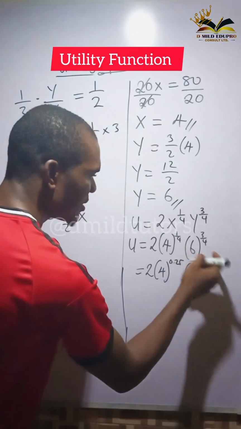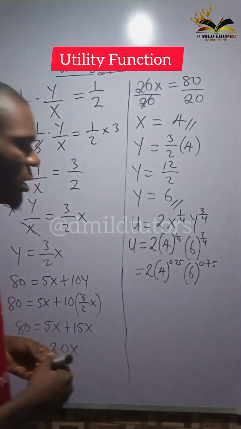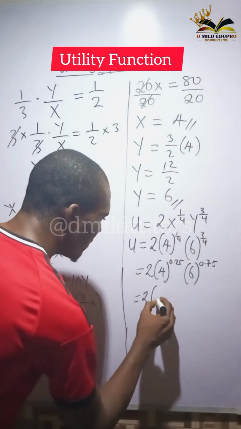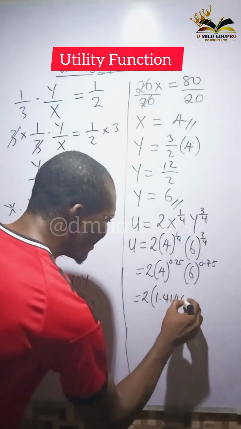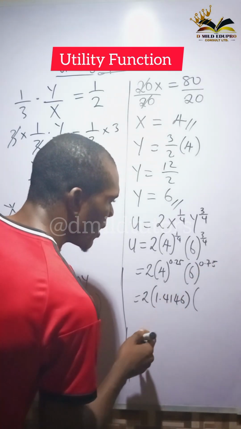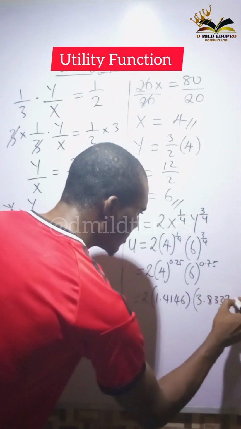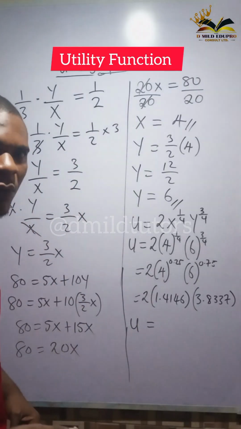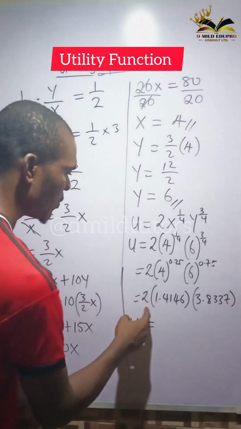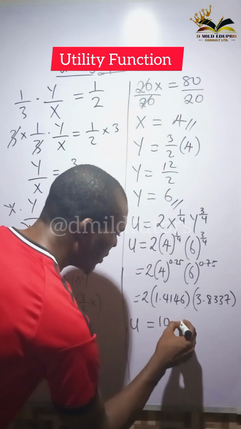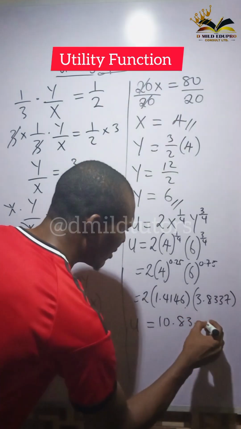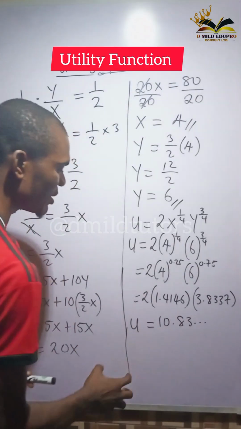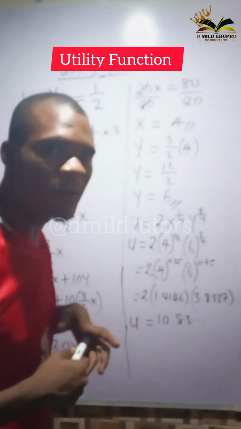Then 6, this is 0.75 if you change it to decimal. Okay. So to raise this to power this, you have a 2 multiplied by 1.4146 thereabout. Then if you raise this also to power, then you have a 3.8337. So if you multiply the whole of it, then the society utility function before the imposition of the lump sum tax, when you multiply everything together, will become 10.83 or thereabout. Okay, so it should be approximately 10.83 or 10.84. Is that okay? So this is the utility function of the society before the imposition of the lump sum tax.